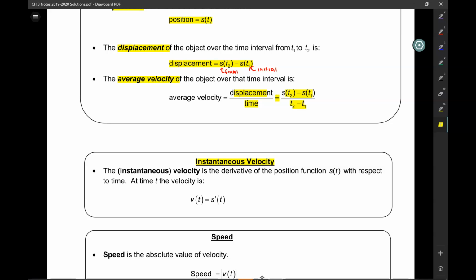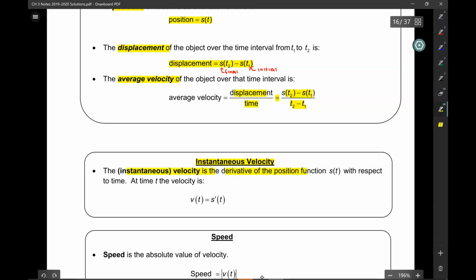Instantaneous velocity: if somebody called you up and said, hey, how fast are you going right now? And you looked at your speedometer, that's your instantaneous velocity. You may be going at 70, 80, 100, who knows, okay? The instantaneous velocity is the derivative of the position function, all right? The derivative of the position function. And so v is s prime of t.